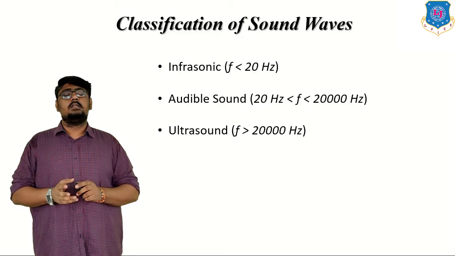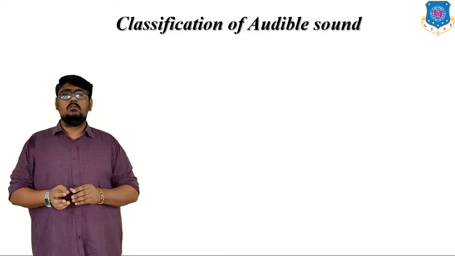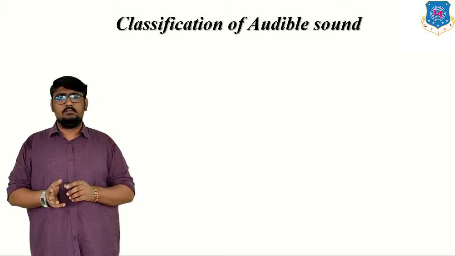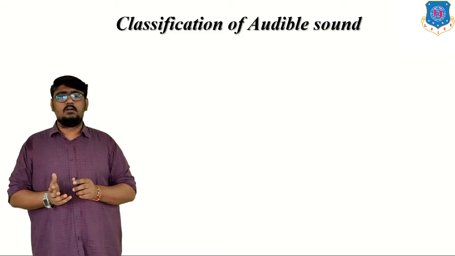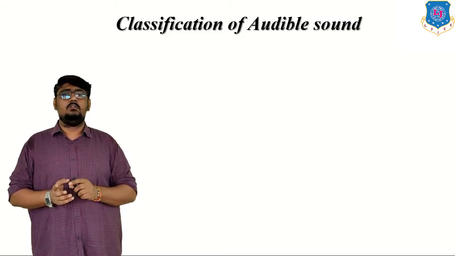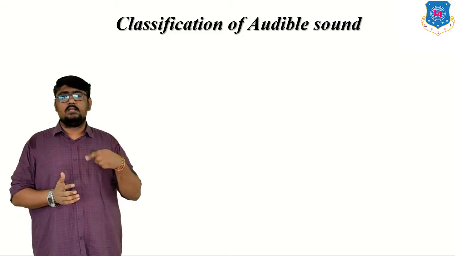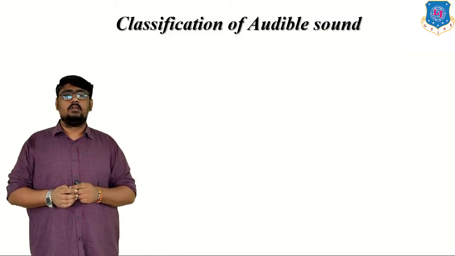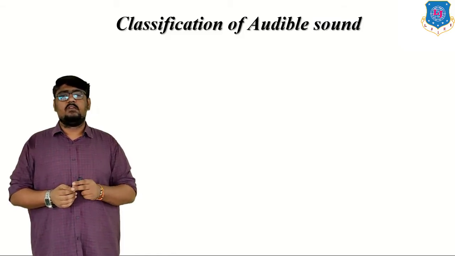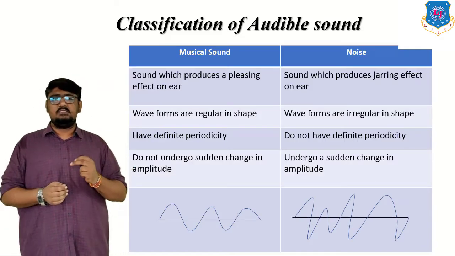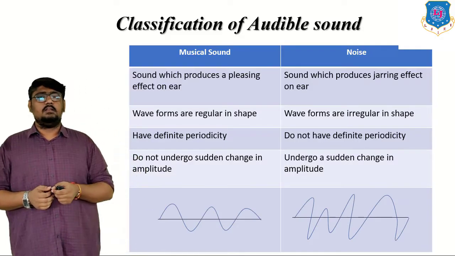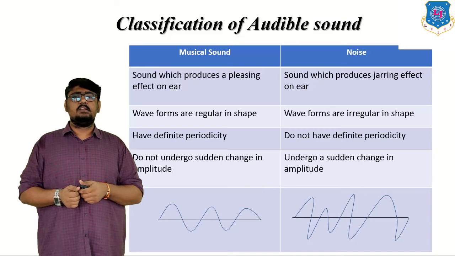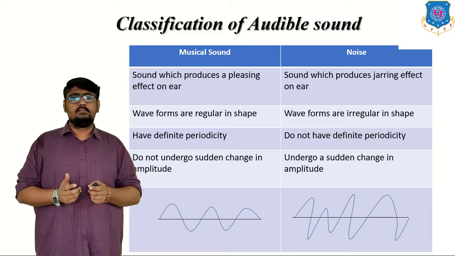Okay. Now next topic is classification of audible sound. Audible sound can be understood as musical sound and noise. The musical sound is a sound which creates a pleasing effect on the human ear. Whereas noise produces a jarring effect on the human ear. So the audible sound can be classified in two forms: musical sound, that is a pleasing sound, and noise, that is a jarring sound. So let us understand the difference between these two, musical sound and noise.